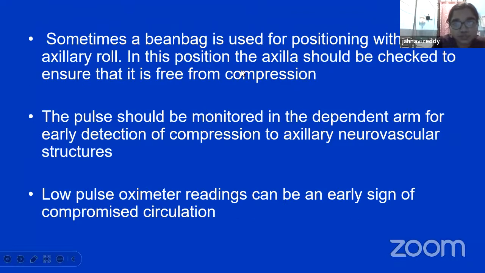Sometimes a bean bag is used for positioning without an axillary roll. In this position, the axilla should be checked so that nothing is placed in the axilla, and the axilla should always be free of compression. And the pulse should be monitored on the dependent arm because early compression of axillary neurovascular structures can be detected through the pulse. If neurovascular structures are compromised, then we can see the pulse volume is very low. And low pulse oximeter readings can also be an early sign of compromised circulation.